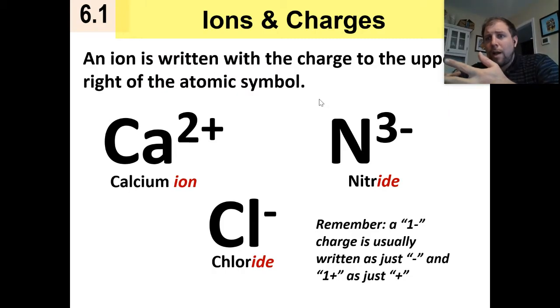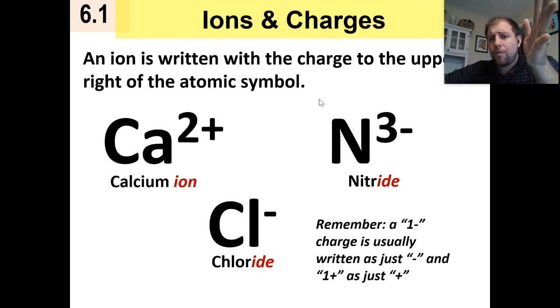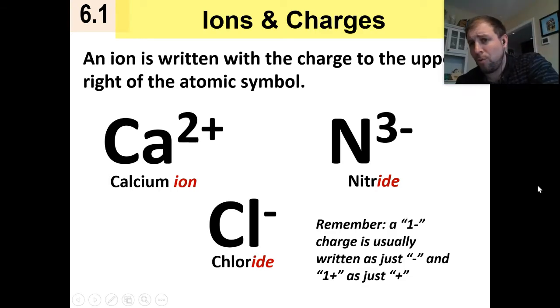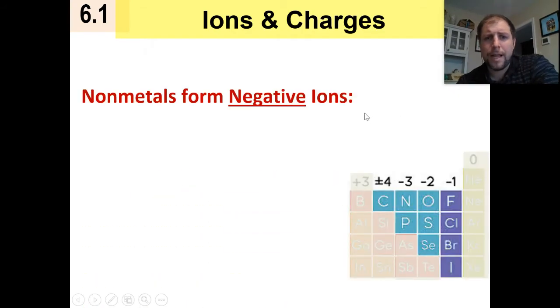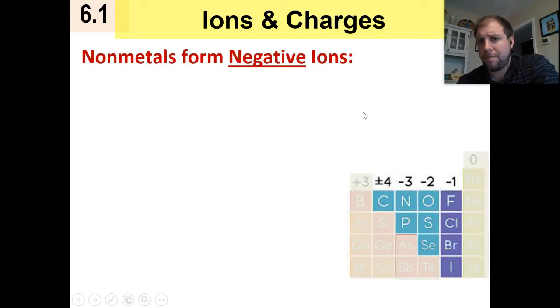Then you have chloride. Chloride has a 1 minus charge. Now, if you have a 1 minus or 1 plus charge, you can just write a minus or a plus. You don't have to put a 1, like in algebra, if the answer is 1x, you can just write x. Now, let's go briefly over some of these ions.